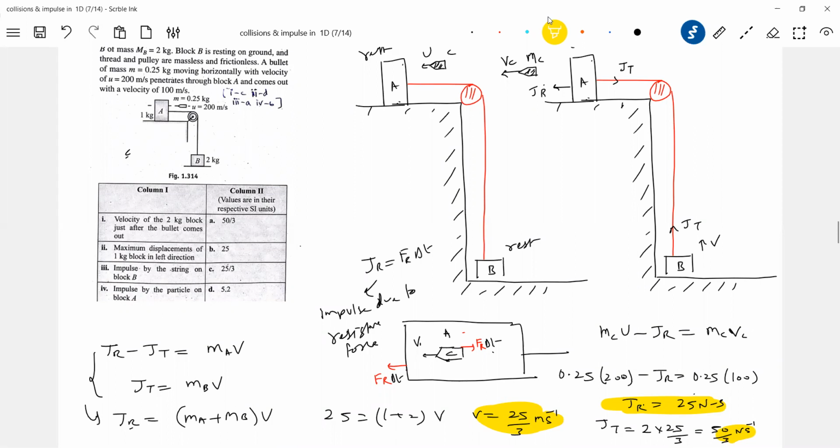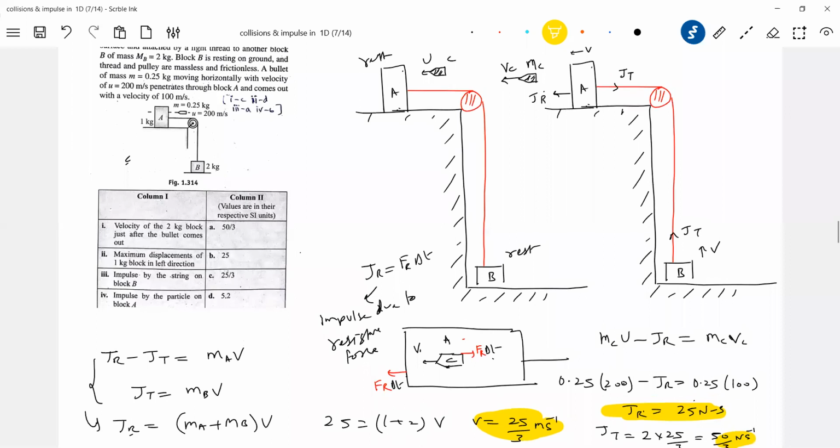So these are the answers. Next is asking the impulse by the string, that's what JT is. Afterwards, the impulse by the particle on block A, that is what Jr is asking, 25 newton seconds. Velocity of the 2 kg block just after the bullet comes out: the expression for V is asking the velocity, 25 by 3. Then the maximum displacement of the 1 kg block in the left direction.